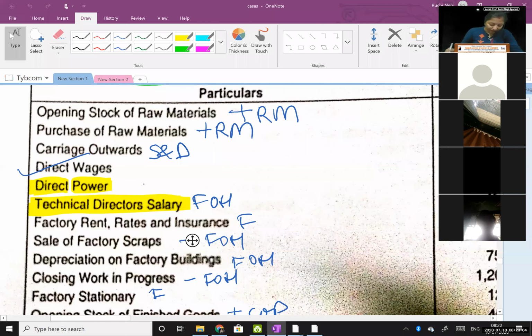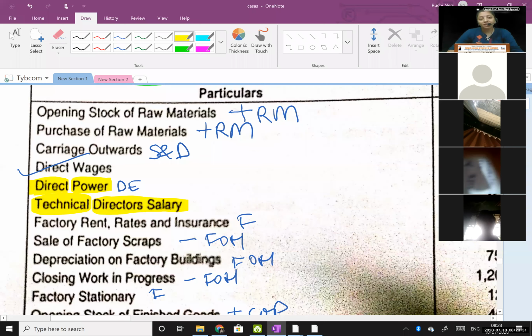Remember this. Next is technical director's salary. Again, the same problem with this. Student will look at this word, director's salary, and put it under office overheads. But the student has to look into the word technical director salary also. Technical director is the engineer who looks after the repairs and maintenance of the factory assets. So that is why this will go to factory overheads.